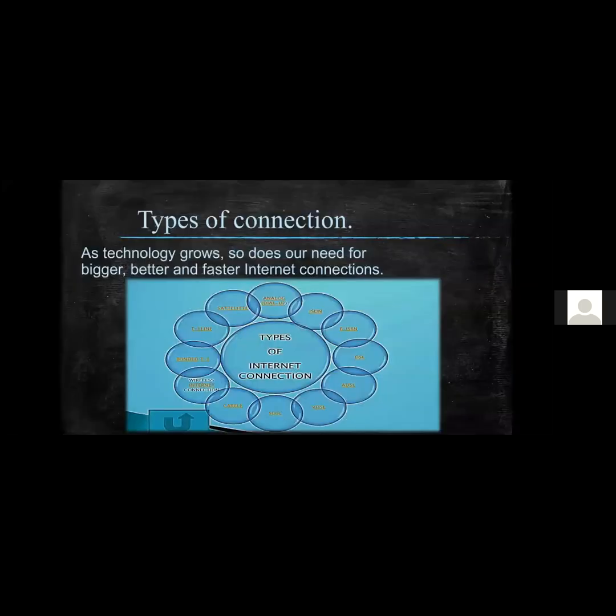There are types of internet connection. As technology grows, so does our need for bigger and better, faster internet connection. Here are a few types of internet connection, which are analog dial-up, ISDN, BISDN, DSL, ADSL, VDSL, SDL, cable, wireless internet connection, bonded T1 line connection, and satellite connection.